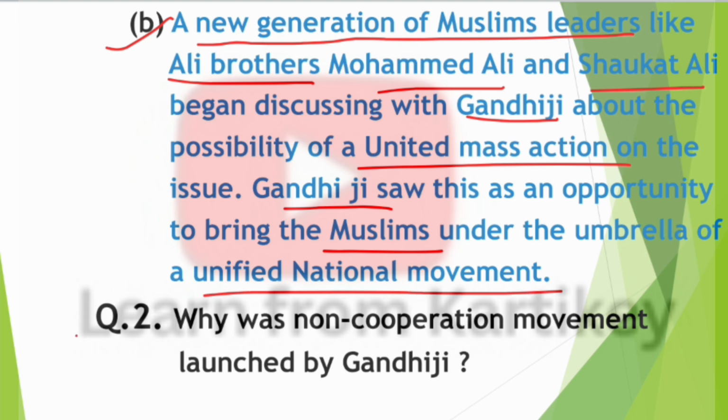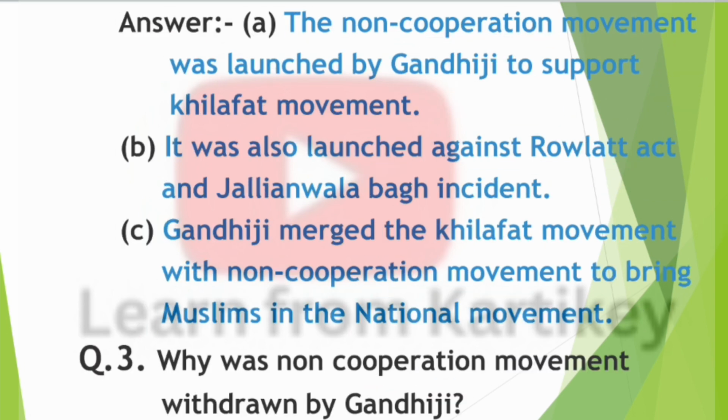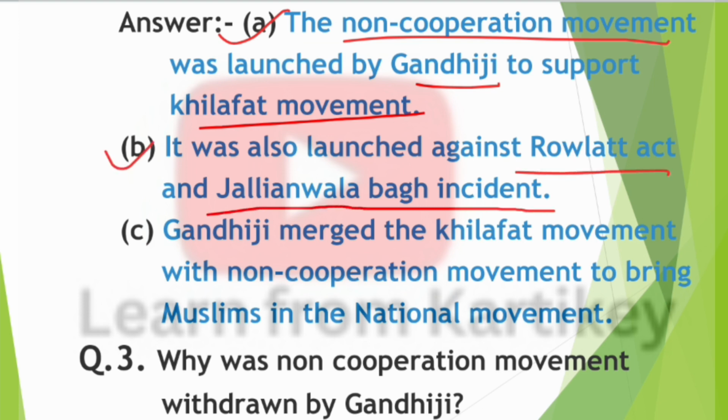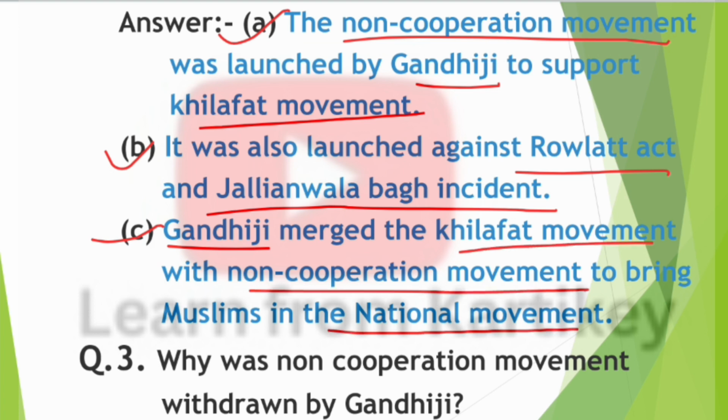Next question, question number 2: Why was the non-cooperation movement launched by Gandhi ji? Answer, first point: the non-cooperation movement was launched by Gandhi ji to support the Khilafat movement. Second point, it was also launched against the Rowlatt Act and the Jallianwala Bagh incident. Third point, Gandhi ji merged the Khilafat movement with the non-cooperation movement to bring Muslims into the national movement.